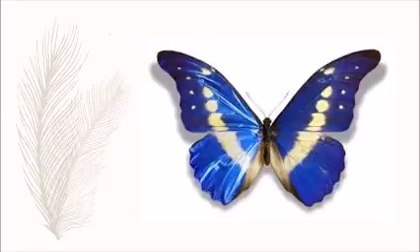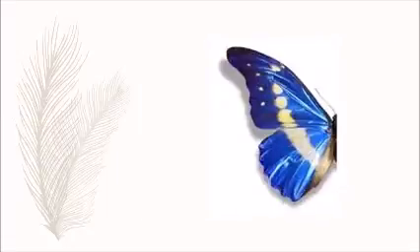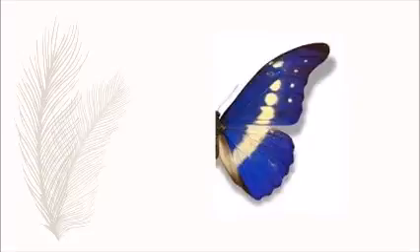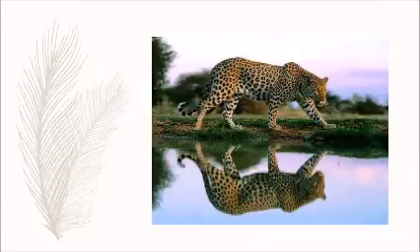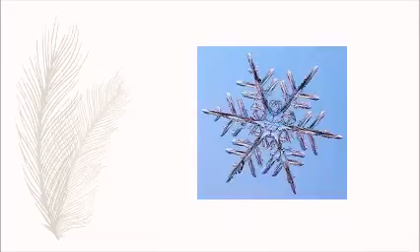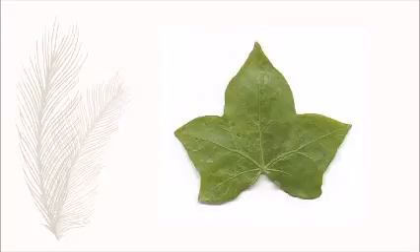Reflective symmetry can be seen in this butterfly. If you have a look at the left side of this butterfly, you will see that it is an exact mirror image of the right side of the butterfly. Reflective symmetry can also be seen in fruits such as kiwi fruit and strawberries. It can also be seen in a mirror image such as this leopard looking at its reflection in the water. Reflective symmetry is also evident in snowflakes and most of our leaves.